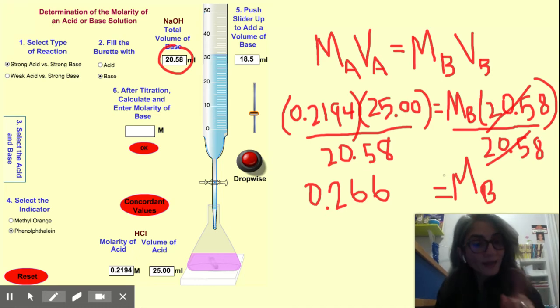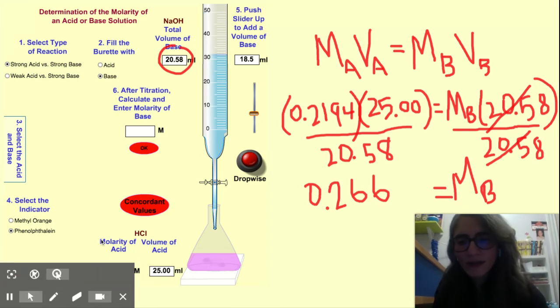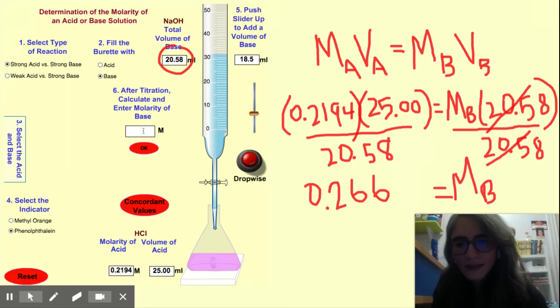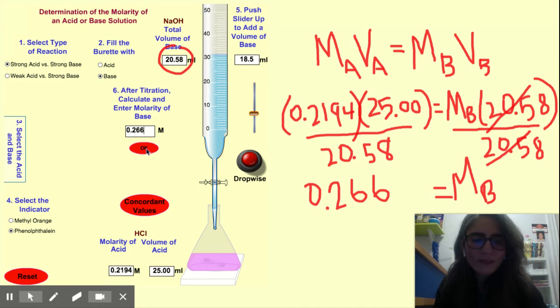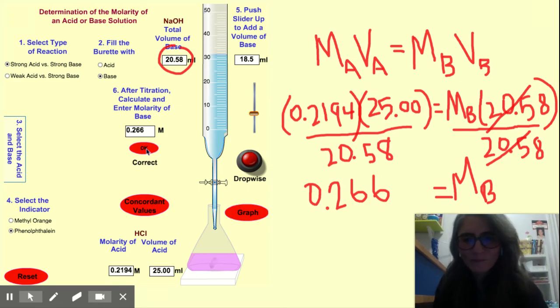And now what I can do, if I didn't refresh this page, the page is ready. This is exactly where we left off before. I'm just taking the numbers and I am throwing them right here into the formula. I got a solution for the molarity of the base. And note that I could actually put that right here. Do you see that? It says after the titration, calculate and enter the molarity of the base. Okay, so we did that. We calculated, and I'm going to enter exactly that number, 0.266. And then when I press OK, I'm going to hope and pray that we did a good job and see whether we're correct.